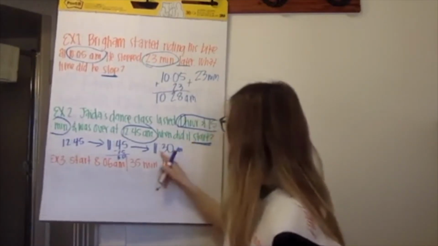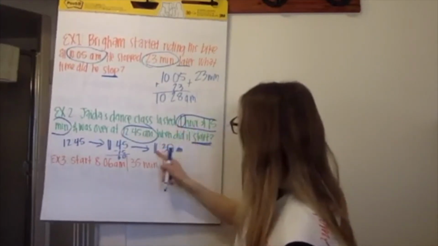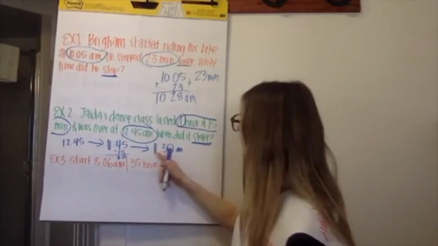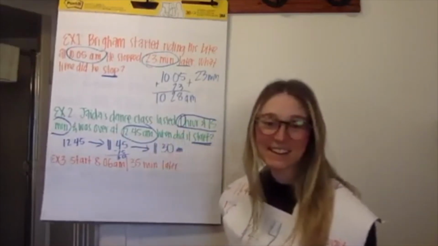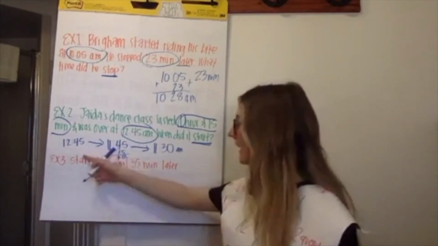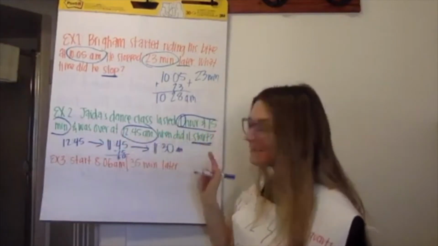Let's see if that's right. What's 11:30 plus an hour and 15 minutes? 11:30 plus an hour is 12:30, plus 15 minutes is 30 plus 15 is 45, 12:45. See, we're just thinking backwards. We started at our ending time, and then we went back an hour, and we went back 15 minutes.